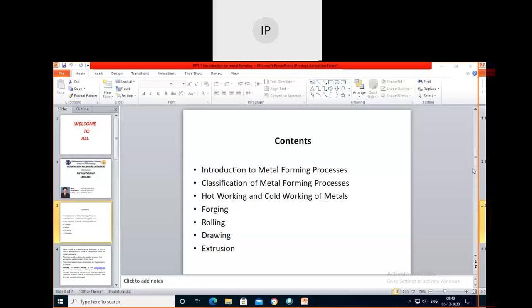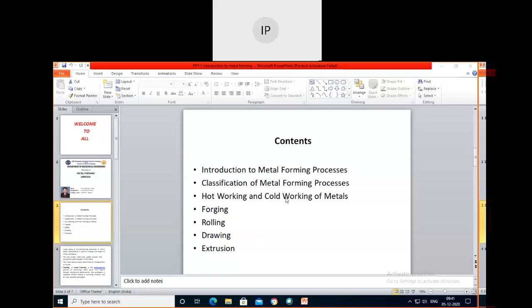Okay. Also, we see the forging process. Forging is a type of manufacturing process where metal is heated to its plastic state, meaning above recrystallization temperature, and then deformed to the desired shape and size by the application of compressive forces with the help of a hammer or press or rolls.